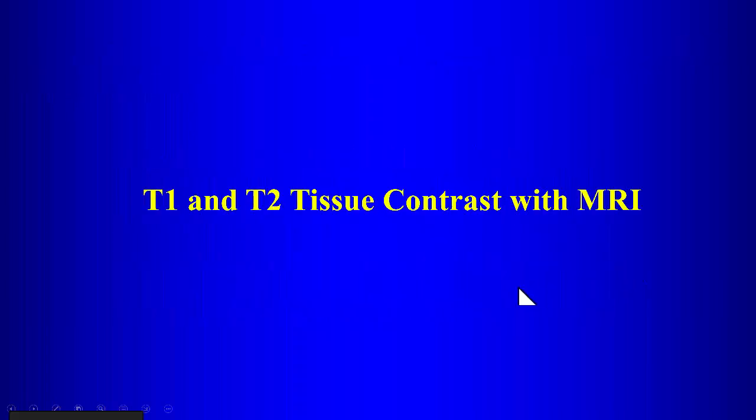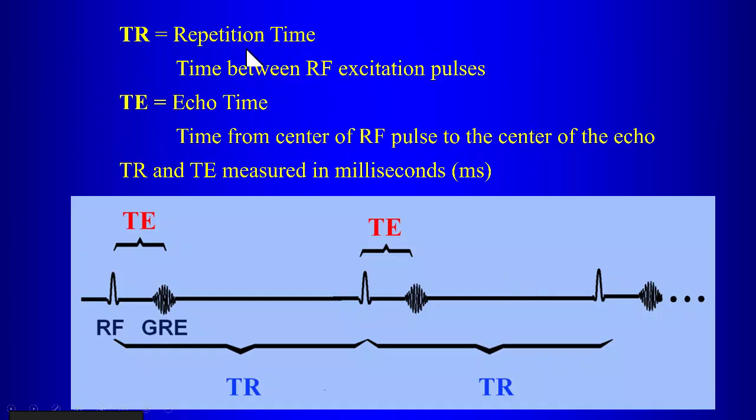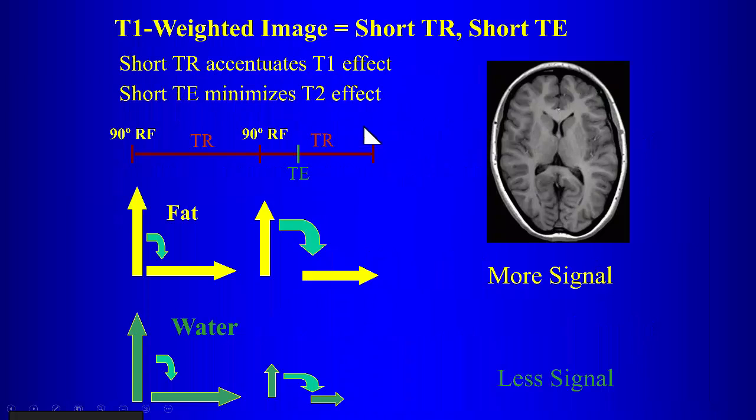Okay? All right, so let's talk about T1 and T2 tissue contrast with MRI. So we've gone through this. We know what TR is. We know what TE is, right? So TR and TE are measured in milliseconds. Hopefully you remember that. So what do we mean by T1 weighted imaging? So T1, this is easy to remember. A T1 weighted image has a short TR and a short TE. That short TR accentuates the T1 effect. The short TE minimizes the T2 effect.